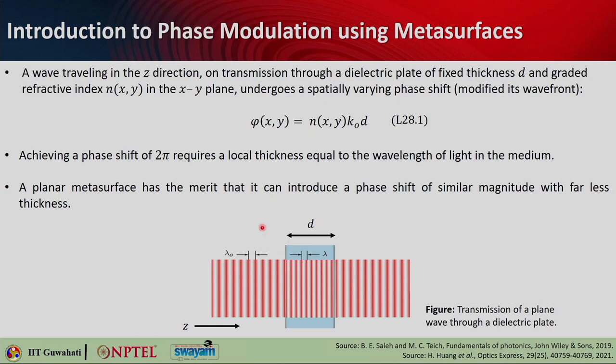So, in that case, to achieve 2 pi phase shift, you will require a thickness of lambda of this material. That is typically 1.55 divided by n, that will be the lambda in this particular case, but that is still in the micrometer range. But a metasurface can help you achieve that with a nanometer scale thickness.